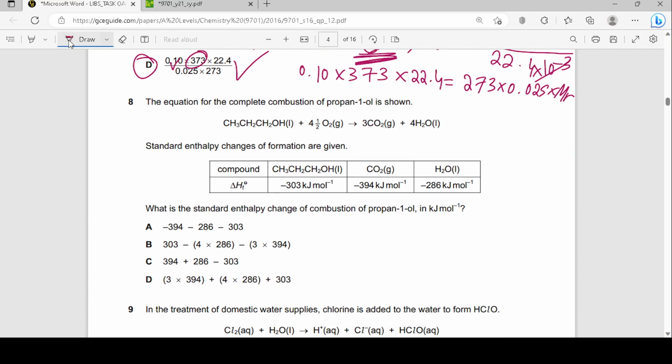Question number 8. The equation for the complete combustion of propan-1-ol is shown. Standard enthalpy changes of formation are given. What is the standard enthalpy change of combustion of propan-1-ol in kilojoules per mole?